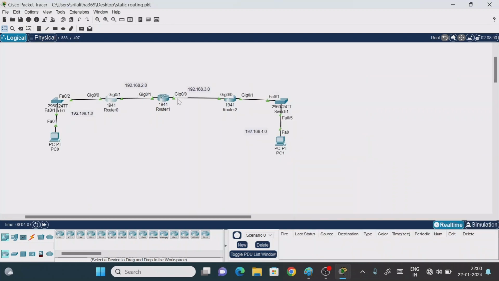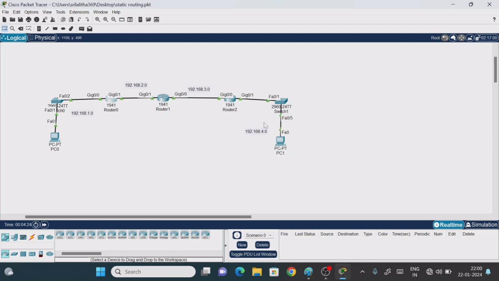But see that the 3.0 network is not directly connected to this router 0, right? So it means that we need to tell it if you want to go to the 3.0 network. If your packet is currently here, how can you reach the 3.0 network by using the next hop method?